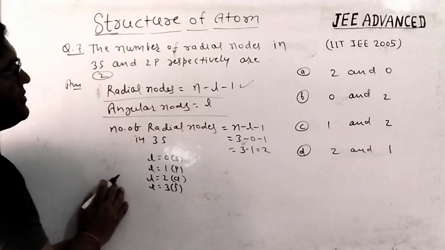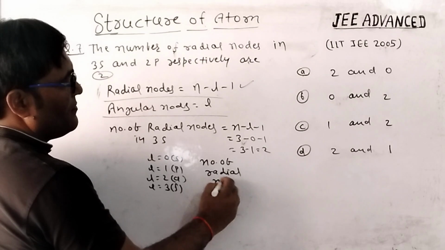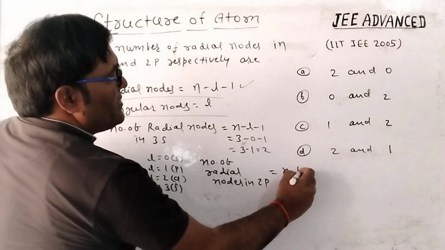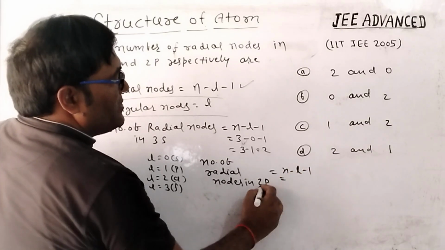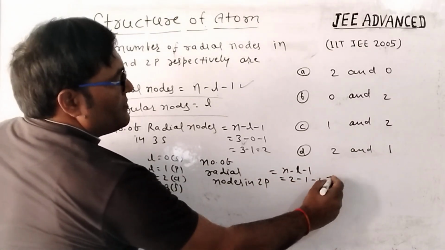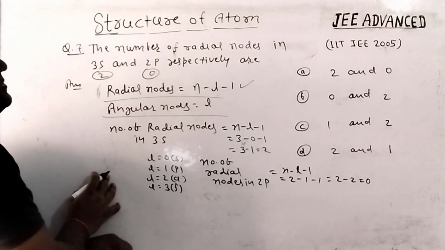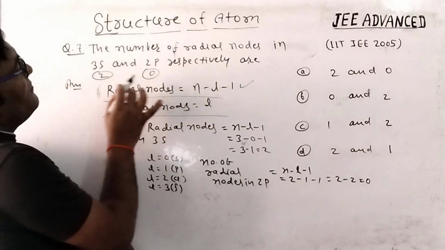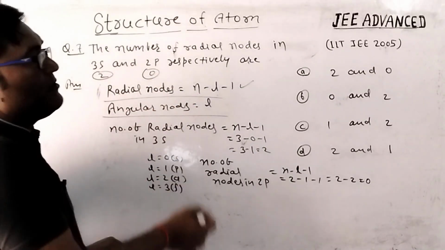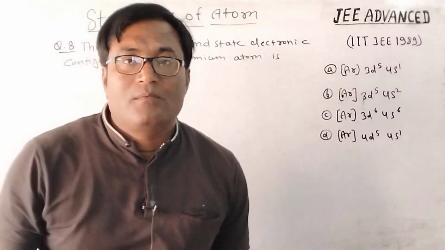Now in the case of 2p, the number of radial nodes in 2p is n minus l minus 1, n is 2 minus l which is 1, minus 1, 2 minus 2 is equal to 0. So 0. Now the answer is the number of radial nodes for 3s and 2p respectively is 2 and 0. So according to the given options, option A is correct, 2 and 0. You can take a screenshot. Now I am going to solve question number 8.